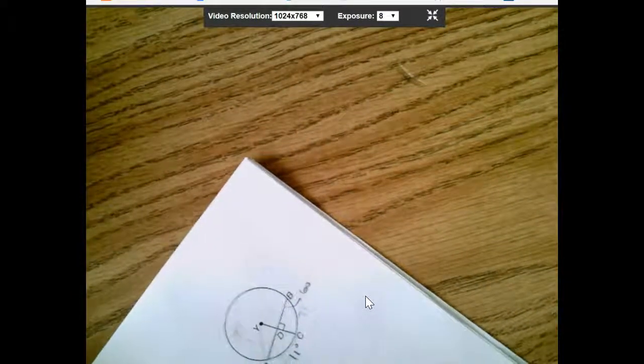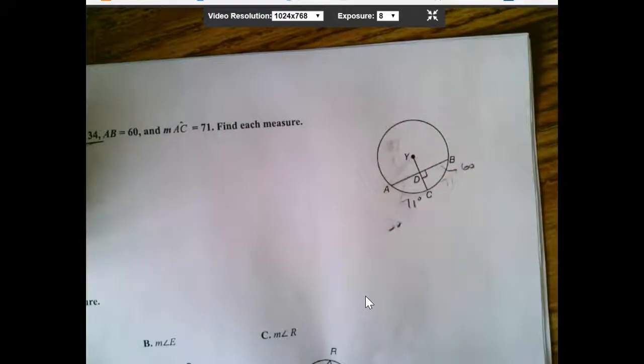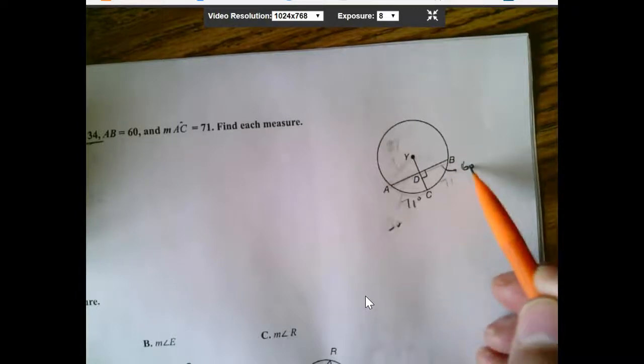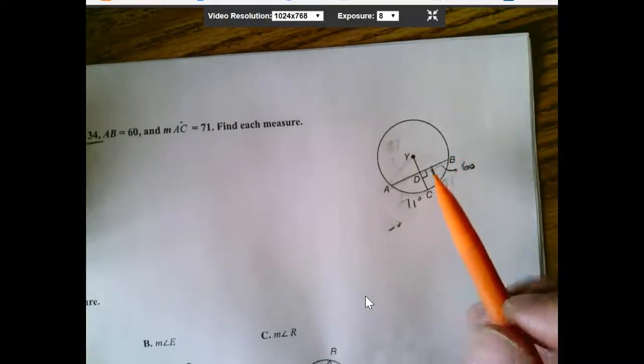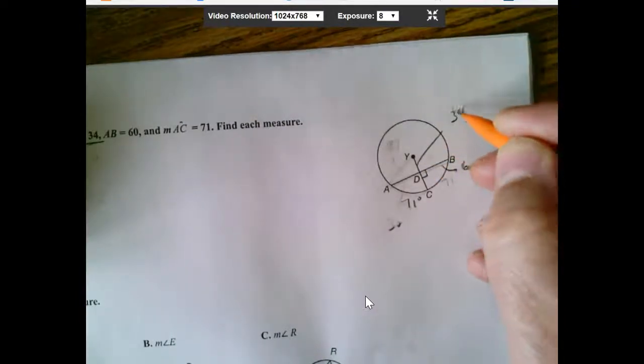So if we look at this one here, I had to stop the video and start over, so I did that with this one. Okay, so here we have a little bit different deal. We have this chord here, but we also have the radius running through the chord at a right angle. It tells us that AB is equal to 60, so the total length of that is 60. And then it wants to know certain things, but it does tell us that the radius is 34. So this is 34, put that in there.